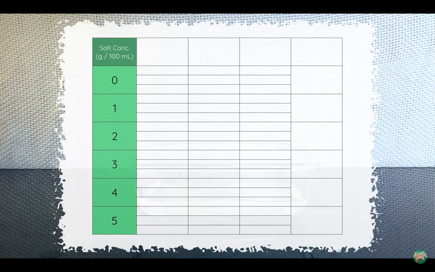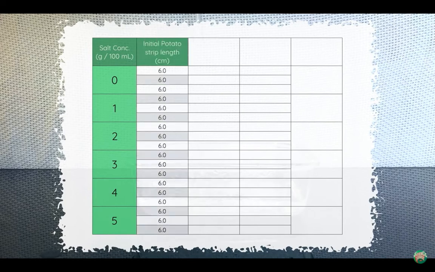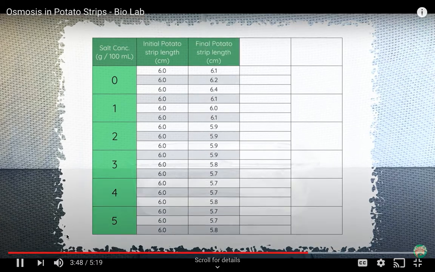To process the data, you need a table of results with all concentrations listed, as well as the starting lengths of the strips. These all start at 6.0 centimeters. In the next column, put in the values you measured, and then calculate the percentage.